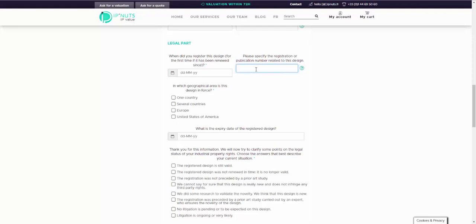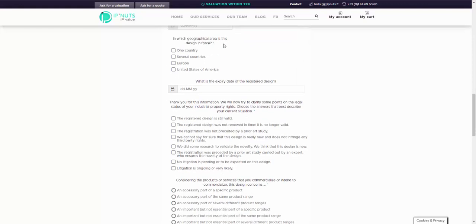This is a number that is specified on your registration documents, or you can also check this number online in the database of designs from the office you depend on. Then, in which geographical area is this design enforced? So where did you protect your design? If it's in one country, you can specify it here, several countries here again. If it's just in Europe or United States, you can also specify it there. So here you specify the countries where your design is enforced.